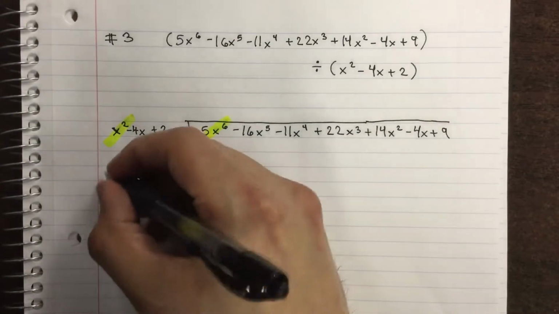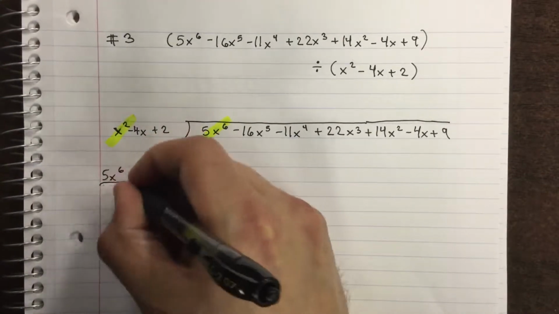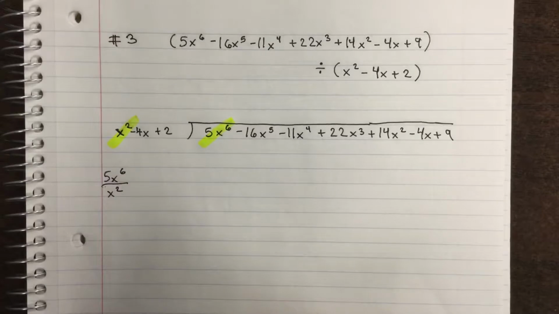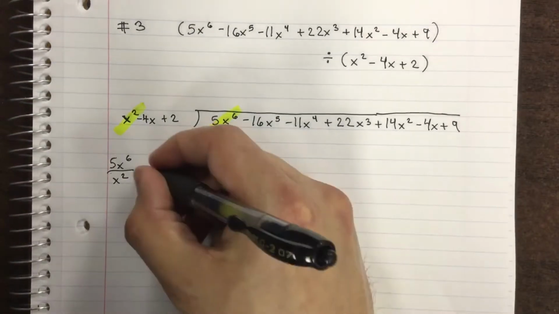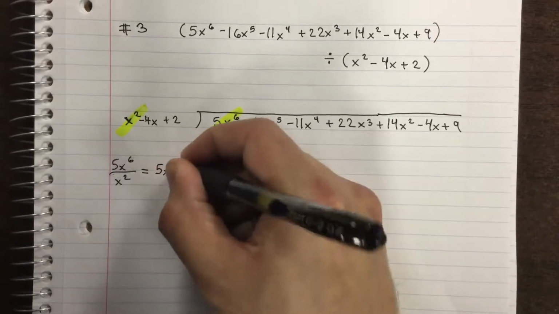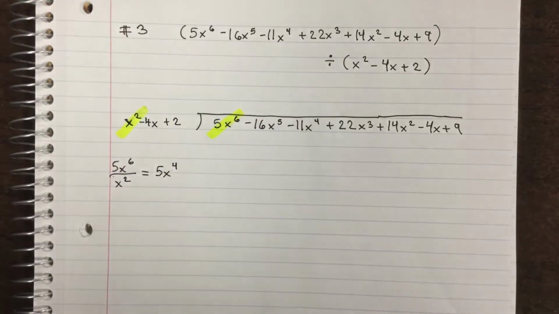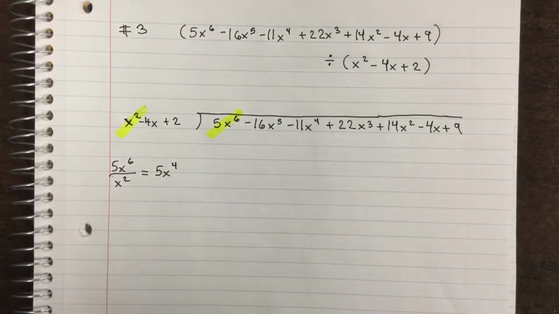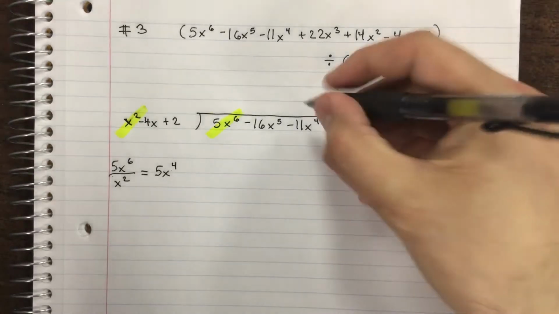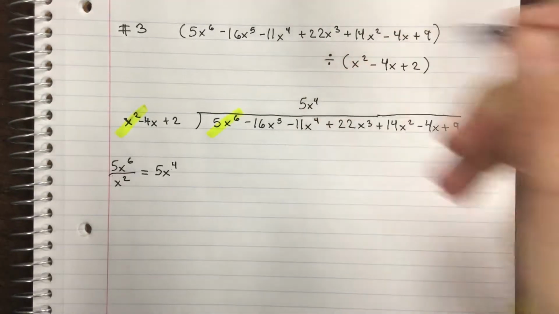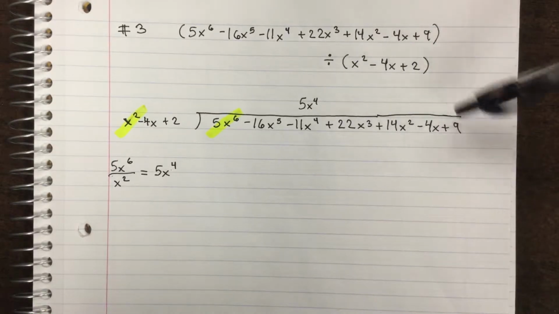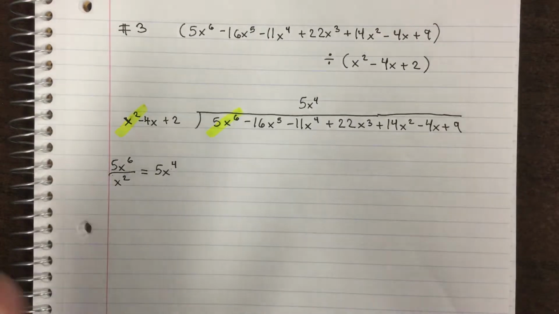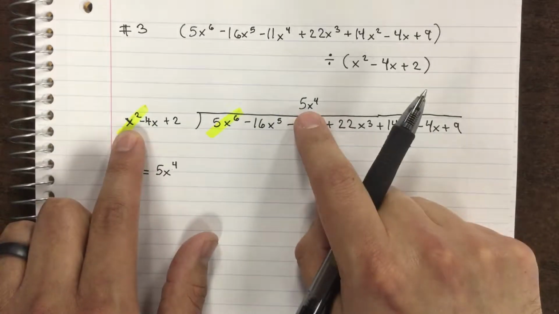5x to the 6 divided by x squared. What do we get? 5x to what power? To the 4th, because you subtract your exponents. So 5x to the 4th. So that means, if you've been paying attention, we have to do this 1, 2, 3, 4 more times. Okay? But we can do this. This is easy math, right?